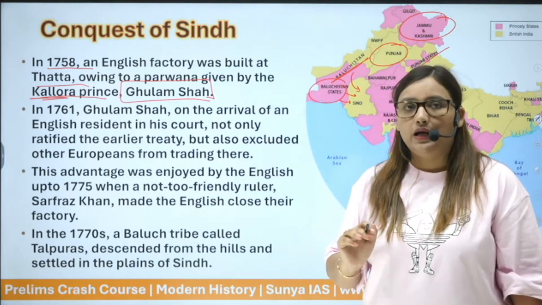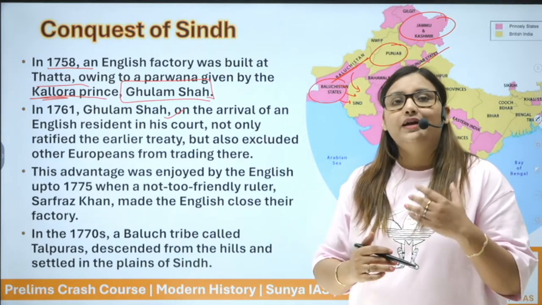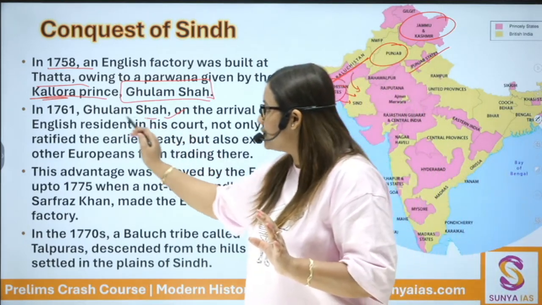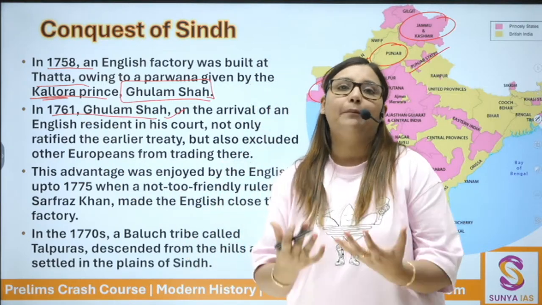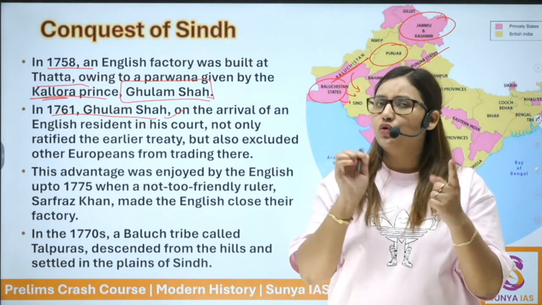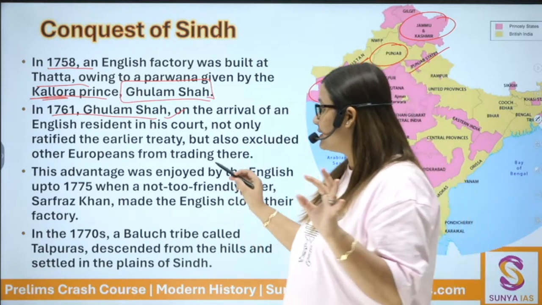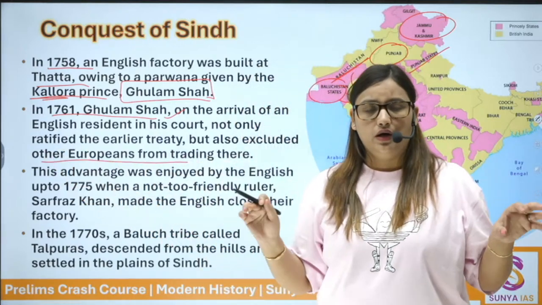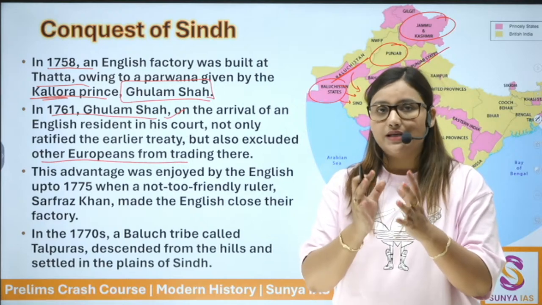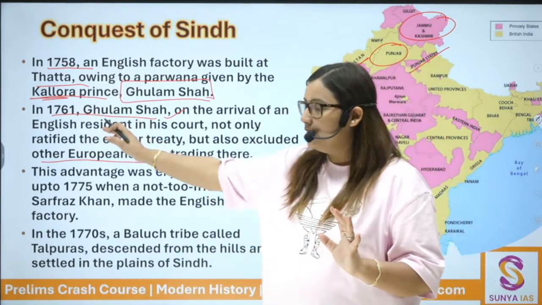In 1761, what happened was that Ghulam Shah, on the arrival of an English resident in his court, not only ratified the earlier treaty, but also excluded other Europeans from trading here. It means Ghulam Shah in 1761 was very happy with the English East India Company. He wanted only the English East India Company to be there. He wanted no French, no Russians, no Dutch, no Danes, no Portuguese. Nobody else. He cancelled all the other European trading facilities in the area and gave facilities only to the EIC, only to the Britishers. He was a very good friend of the English. So till 1761, things are fine.